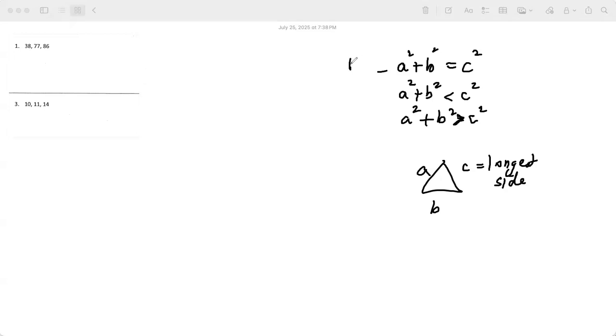Here, this is a right triangle. This one, Shreya, did you get that? Obtuse. This is acute. Now are you getting it, Shreya? Yeah.